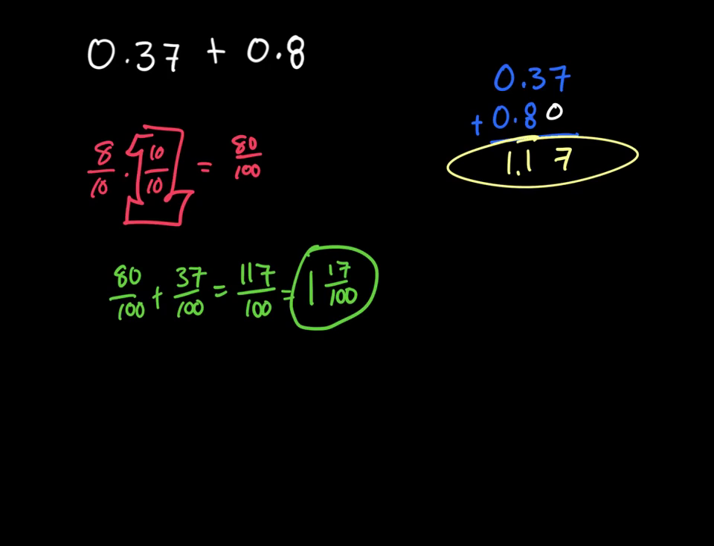So I solved it two ways. I took my 8/10 here and changed it into 81/100ths, so then I can have the 81/100ths and add the 37/100ths to get 117/100ths, which is the same as a simplified 1 and 17/100ths, or you can add it using the vertical algorithm, again adding that 0 in as a placeholder and just adding straight down.